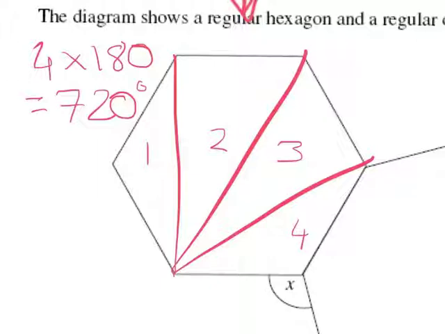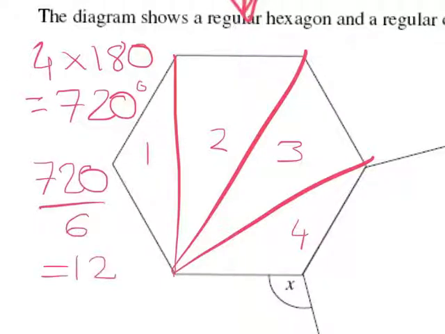If we want to know one angle of a regular hexagon, we just divide this by the number of corners there are, number of vertices. So divide by 6, and that equals 120 degrees. So each angle, 1, 2, 3, 4, 5, 6, all have an angle of 120 degrees. Okay, we use the same process on the octagon.